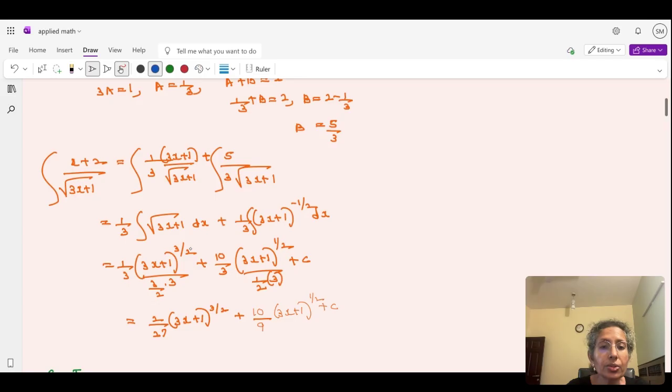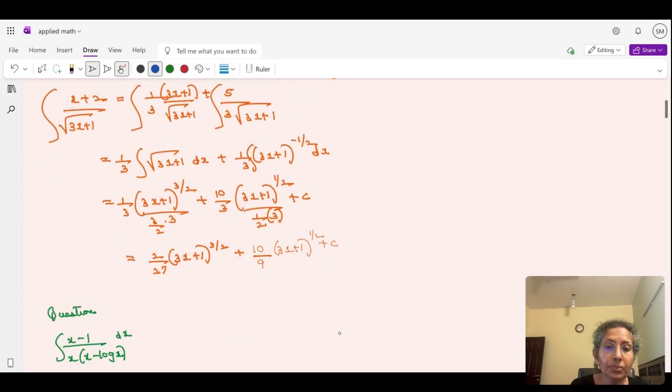(3x + 1) raised to 3 by 2 by 3 by 2 into derivative of 3x, that is 3, plus 5 by 3 integral of (3x + 1) raised to minus half is (3x + 1) raised to half by half into derivative of 3x, that is 3, plus c. And finally, when you simplify, you get the answer as 2 by 27 (3x + 1) raised to 3 by 2, plus 10 by 9 (3x + 1) raised to half, plus c.